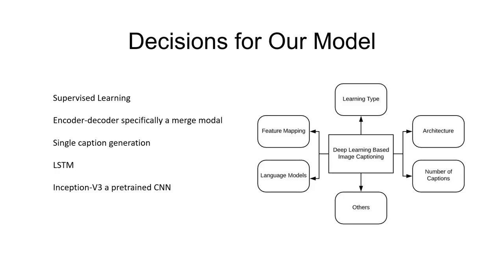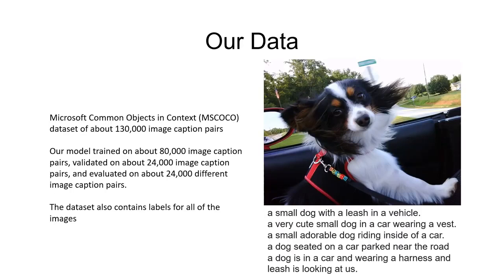Our specific choices include supervised learning, or learning with already labeled data, the implementation of an encoder-decoder architecture, generating a single caption for the whole image, the use of an LSTM as our language model, and the use of the Inception version 3 pre-trained CNN for extracting image features.